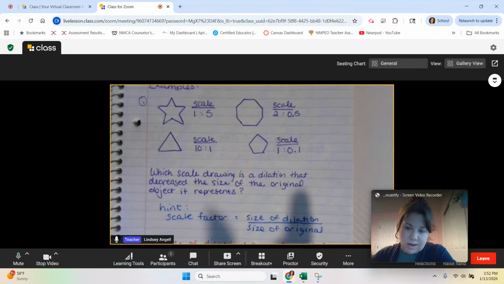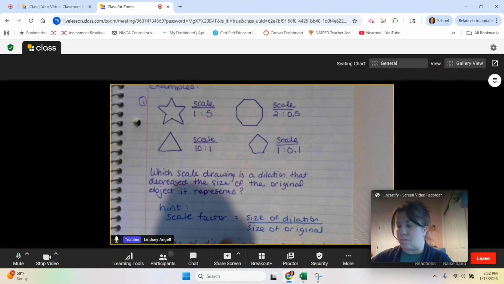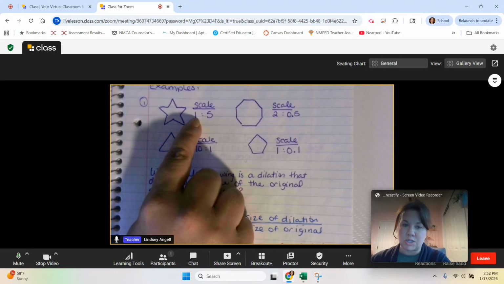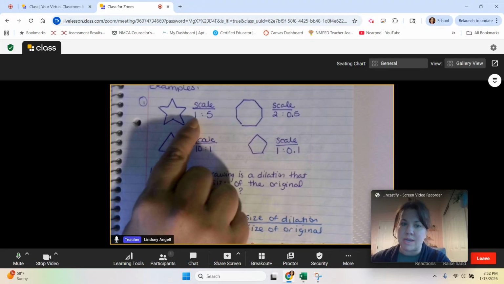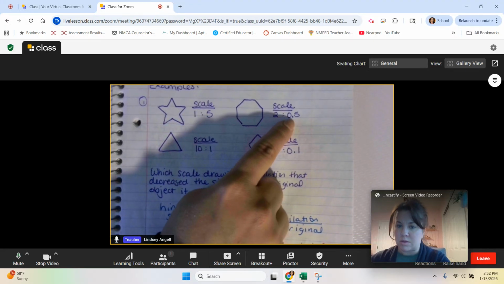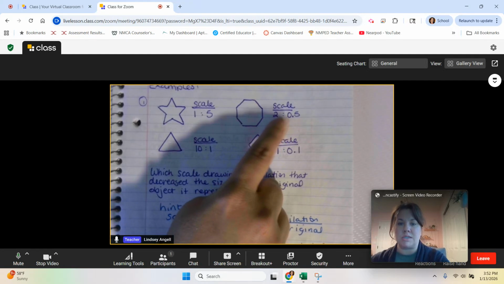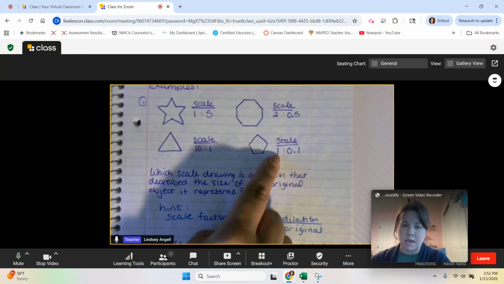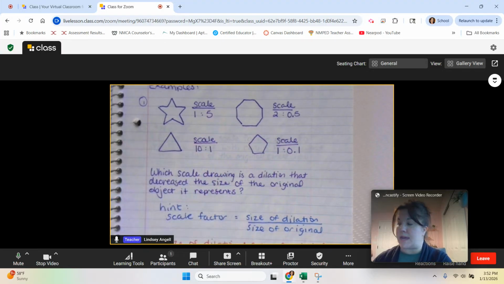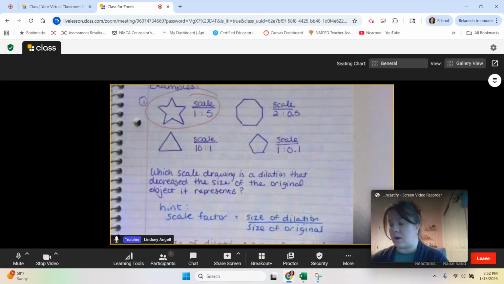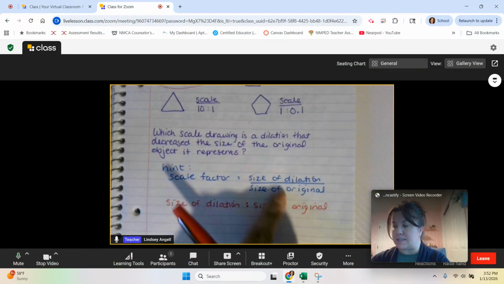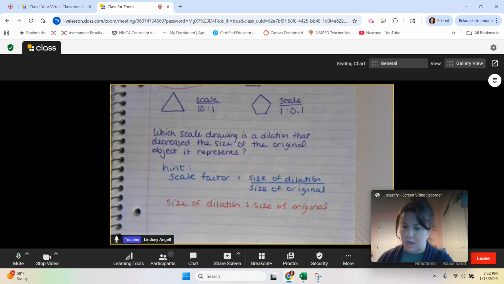You might notice right away that there's only one where the second number is bigger than the first. This means the dilation was 1, original was 5, so it went down. All of the other ones get bigger. For the octagon, it went from 0.5 up to 2. For the pentagon, 0.1 up to 1. For the triangle, 1 all the way up to 10. So in this case, this would be your answer. The wording is a little funky, but hopefully this information makes it a little more manageable.